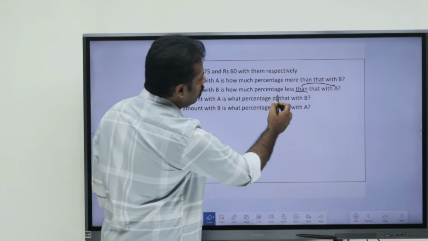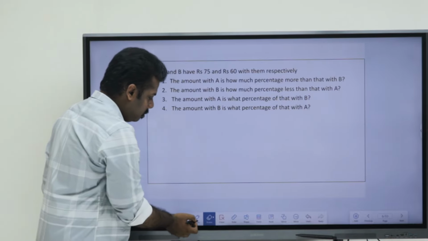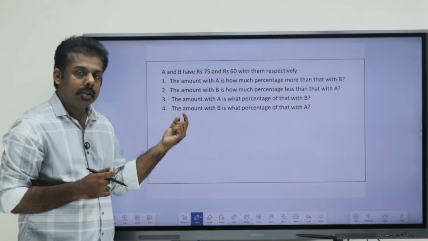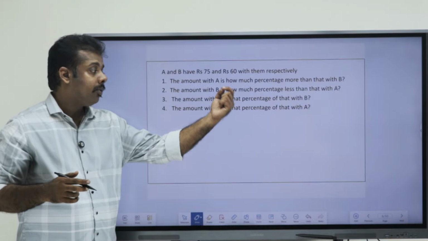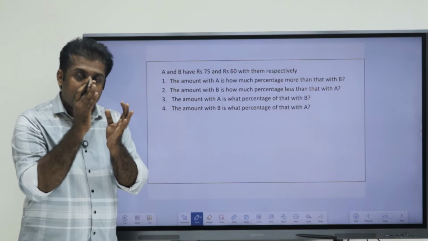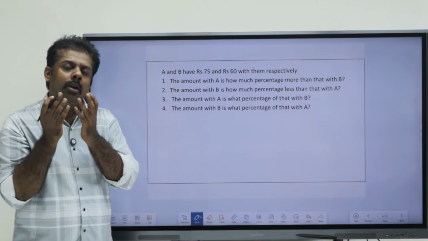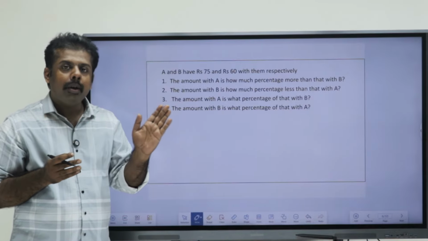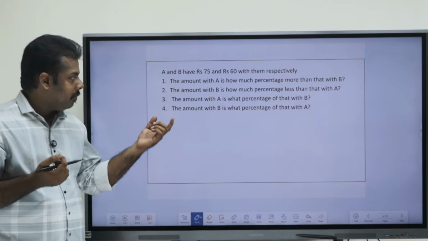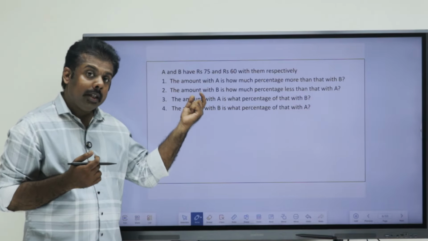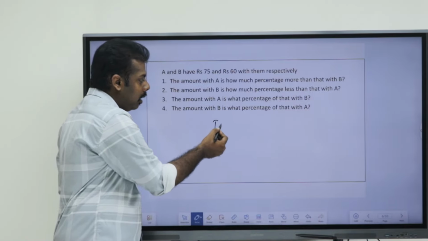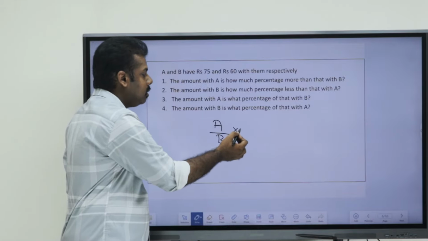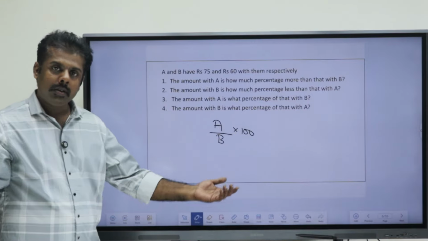The third and fourth questions are a bit more direct, so that does not require, I think, a formula. Third question, what is being asked? The amount with A is what percentage of that with B? So here you have to just take the values according to the way they have given. First they have given the value of A, so take the value of A in the numerator part and then the value of B in the denominator part, and obviously, since percentage is being asked, just do into 100.